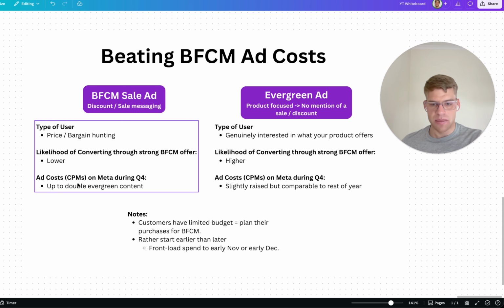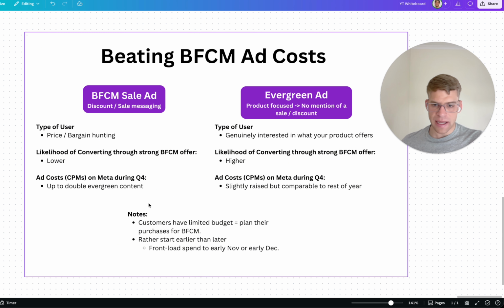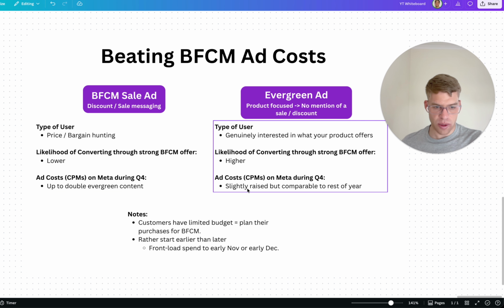And I'd highly recommend that you actually check this in your account, because I'd be pretty confident in assuming that this is the case for about 80% of brands where their CPMs or ad costs on Black Friday, Cyber Monday sale creative are up to double the price of evergreen creative or just plain product focused creative that doesn't mention any sort of sale or discount. And again, I'd highly recommend that you actually check this in your ad account in terms of Black Friday creative and ads that you ran last year in comparison to evergreen ads that you ran at the same time.